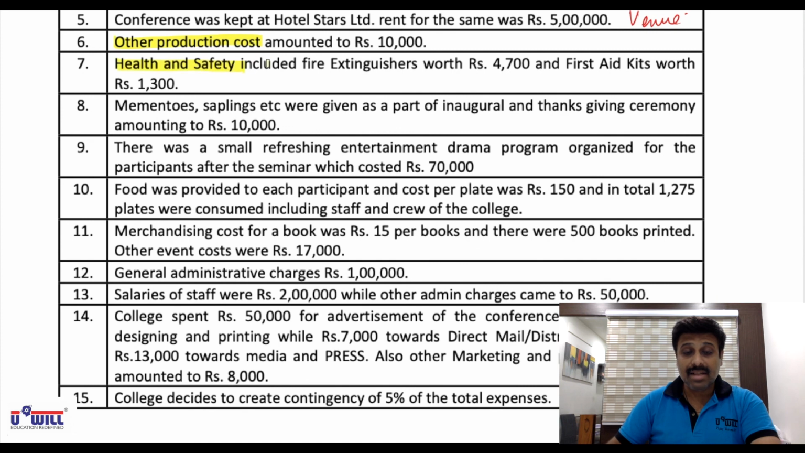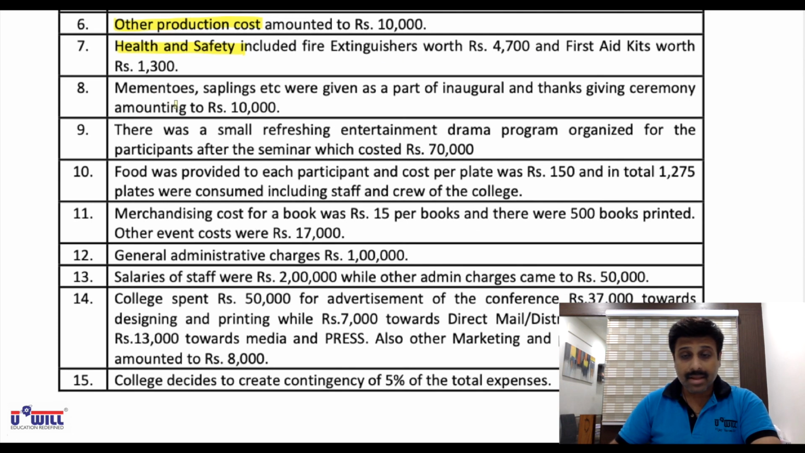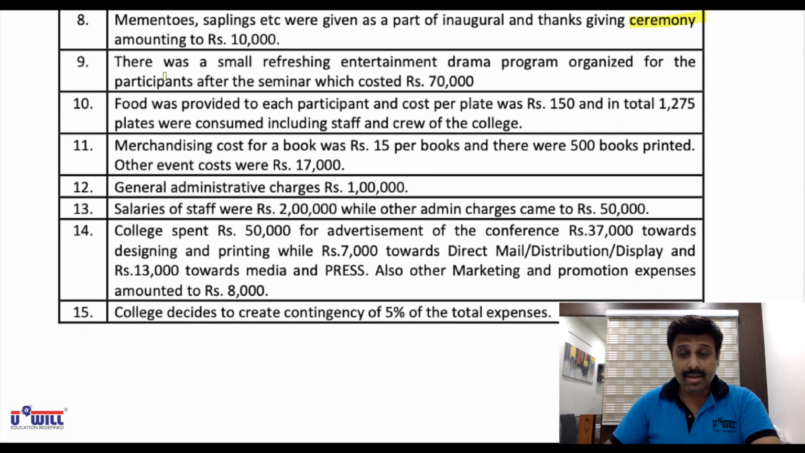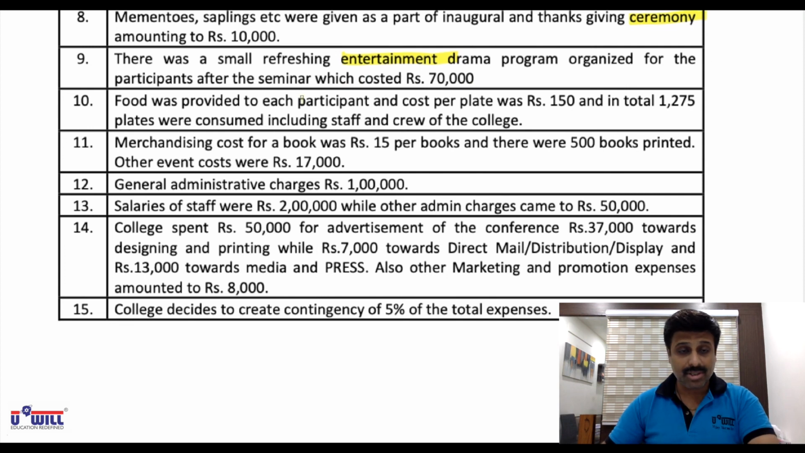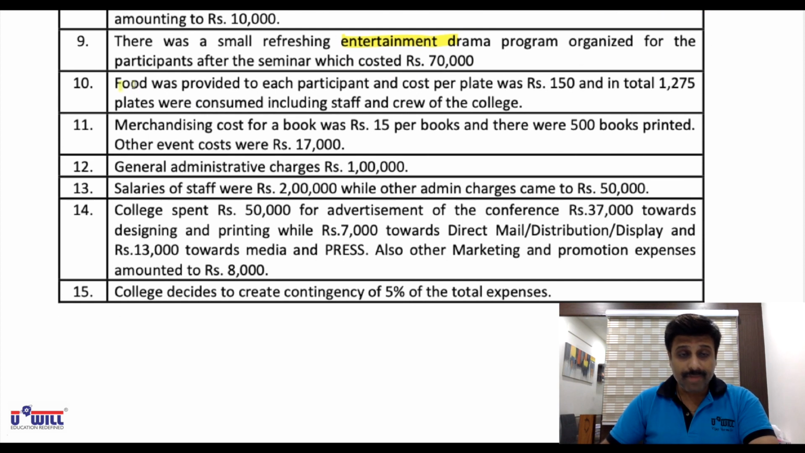Health and safety will come in health and safety, 4,700 plus 1,300, 6,000. Then mementos, saplings, etc. were given as a part of inaugural and Thanksgiving ceremonies. So it will come in ceremonies amounting to 10,000. There was a small refreshing entertainment. So entertainment fees, drama program organized for participants after the seminar, which costed 70,000. Food. Food will come in hospitality services.